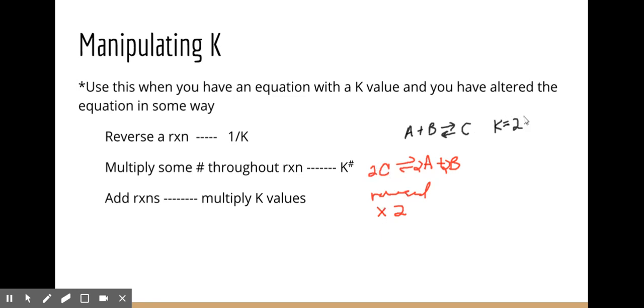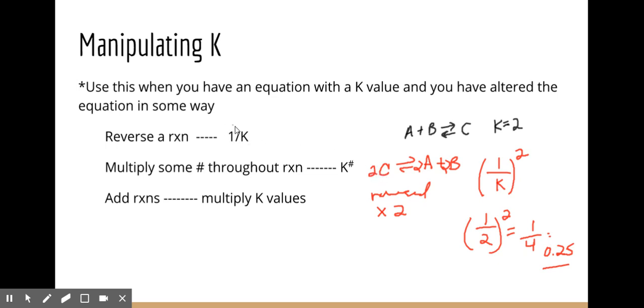So how can I manipulate this K value to figure out my new one? Well, since I reversed it, I take 1 over my K value. And since I multiply my reaction by 2, I raise it to that power. So it'll be 1 over K squared would be my new K value. So my new K would be 1 over 2, and I square that value, which would equal 1/4, or 1/4 translates to 0.25. So this would be my new K quantity for this reaction here.